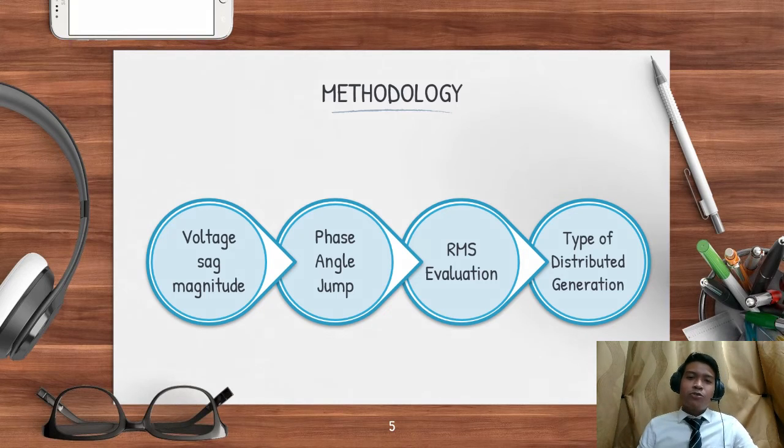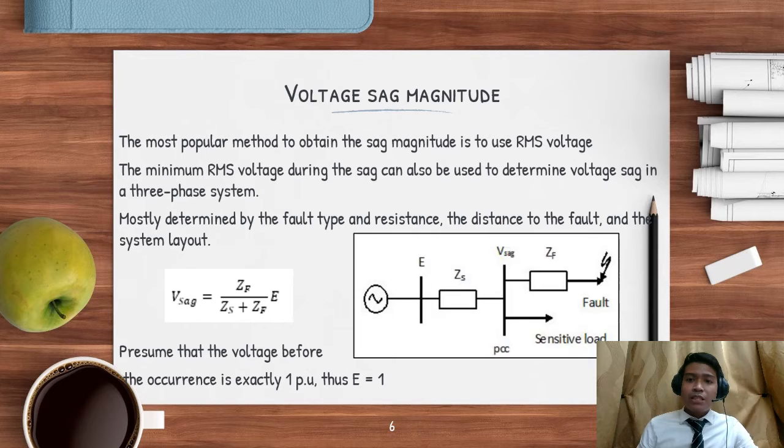Okay, first let's go through the voltage sag magnitude. The most popular method to obtain the sag magnitude is to use RMS voltage. As a result, the magnitude of the sag is the residual voltage or remaining voltage throughout the sag. In the three-phase system, the minimum RMS voltage during the sag may also be used to calculate the voltage sag. The fault type and resistance, the distance to the fault and the system layout have a role in the magnitude of sag at any given location in the system. A point of common coupling, or PCC, located between the fault and the load is necessary to determine the sag magnitude for a fault somewhere in a radial distribution system.